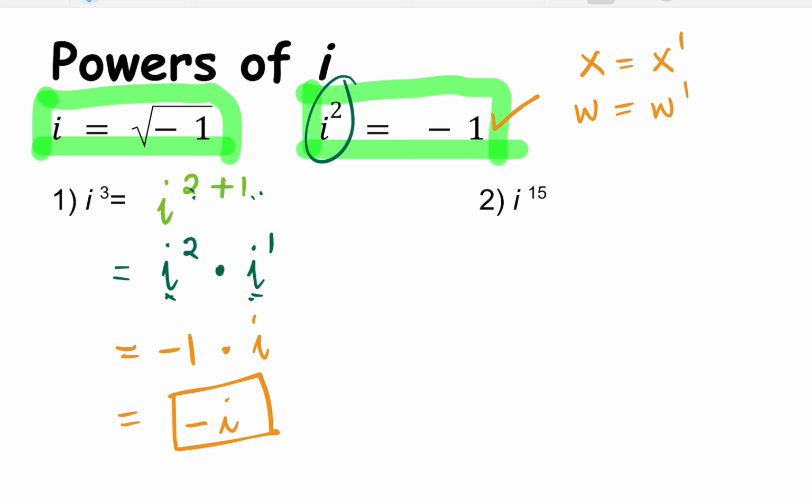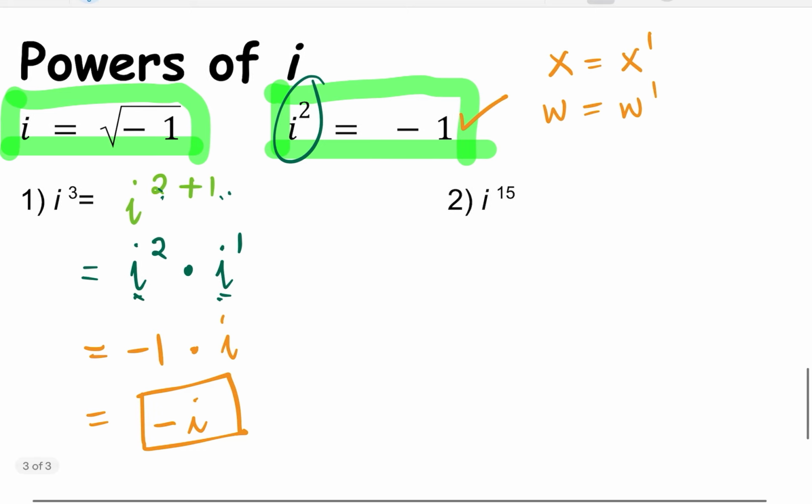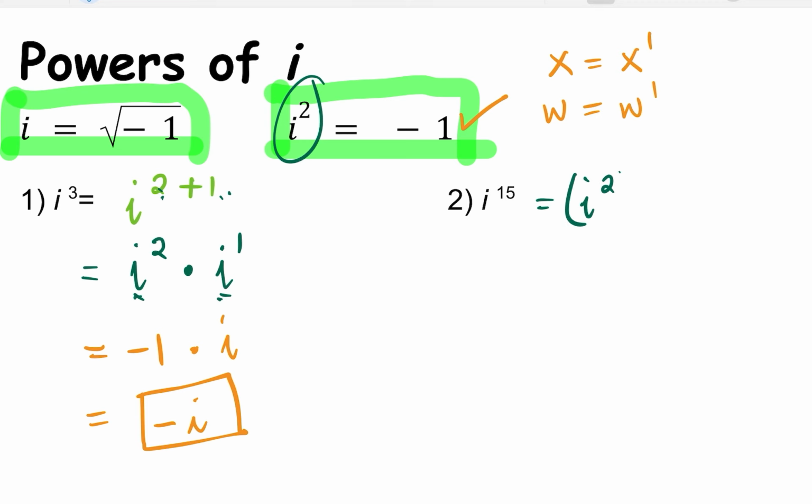All right, let us try number 2. For number 2, we can split these numbers into i squared and then to the power 7. So 2 times 7 is 14. We have a leftover, or a remainder, of 1, so we can write i to the first beside it. So we're splitting 15 into 14 plus 1. Okay, so hopefully that makes sense.